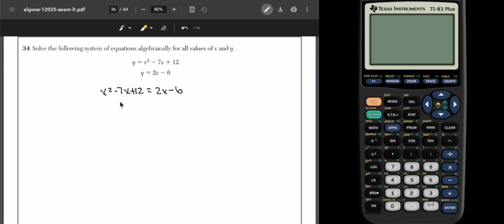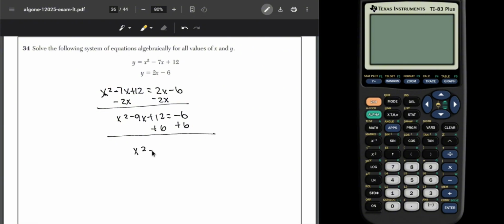I need to set this equal to 0 in order to solve, because now it's a quadratic. To find the values of x, I would need to either factor, complete the square, or do the quadratic formula. So what I'm going to do is subtract 2x on both sides. I'm going to get x squared minus 9x plus 12 equal to negative 6. And then I'm going to add 6 on both sides.